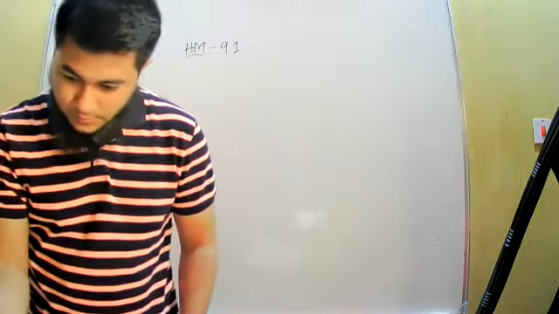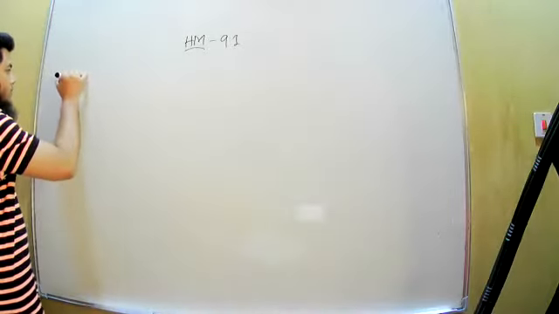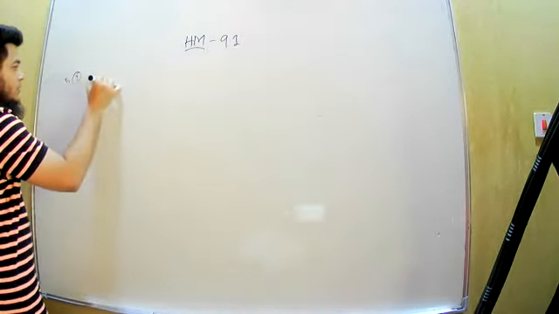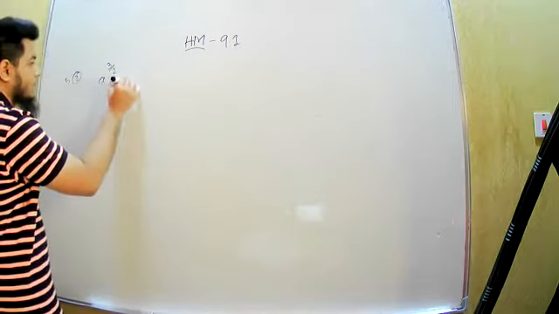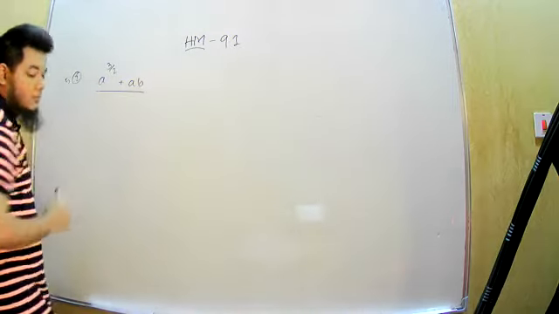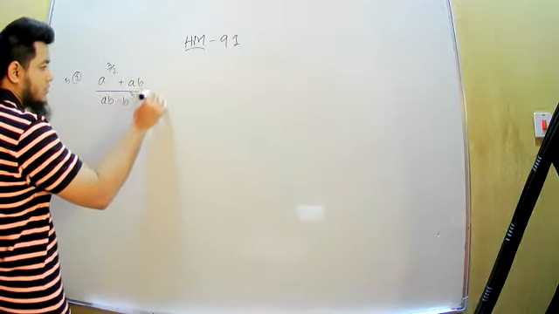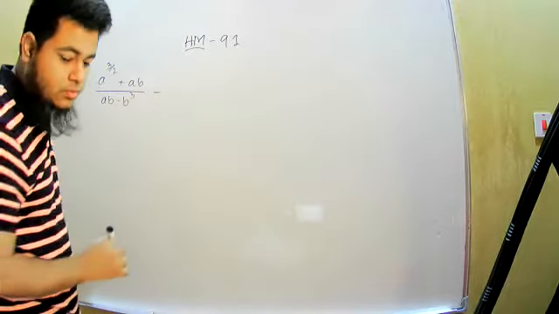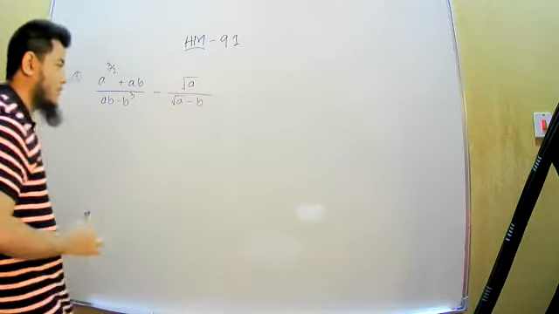Now 5.2. Okay, let me check out the question. Okay, so let me write the question first. This is 5.2. A to the power 3 by 2 plus AB divided by AB minus BQ, then minus root A by root A minus B. Okay, fine.